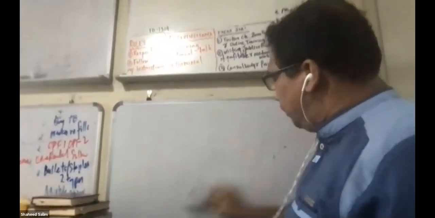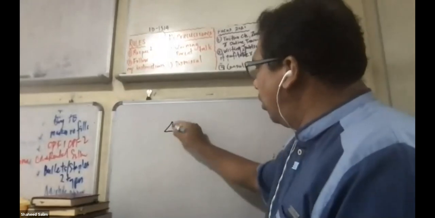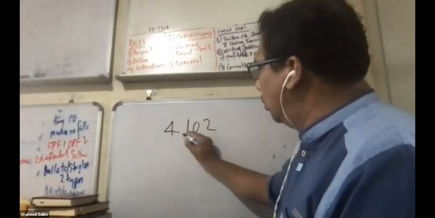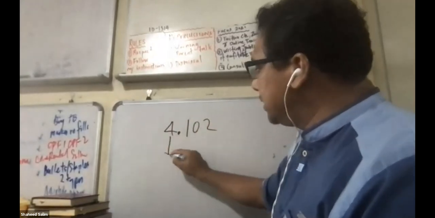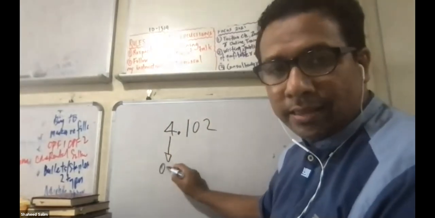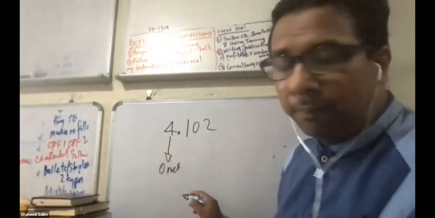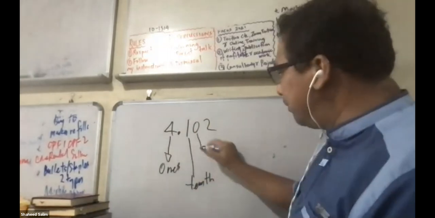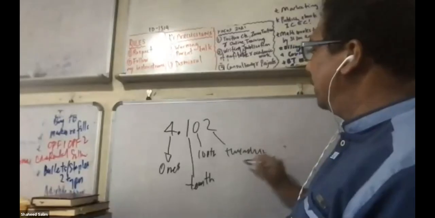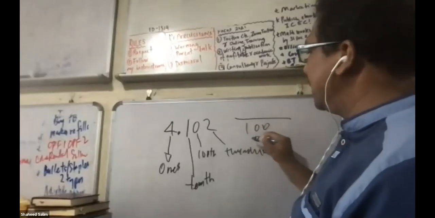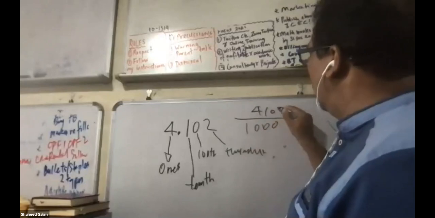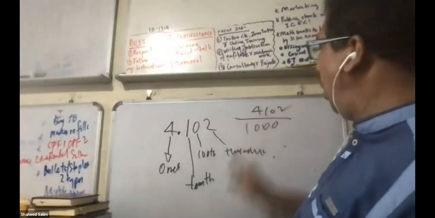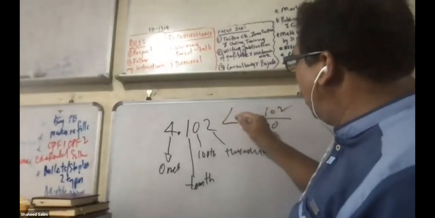So now down here, let's say someone gives you 4.102. What place is this? Ones. This one? Tens, then 100, and then 1,000. So what do we do? We write it over 1,000. Then what's the answer? 4 and 102 over 1,000. Okay, finish. Or 4 whole 102.